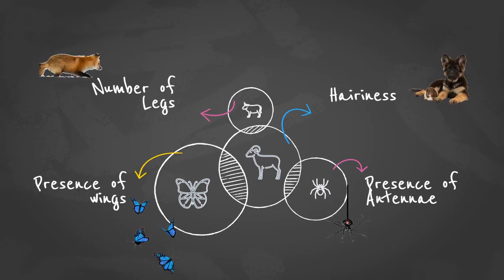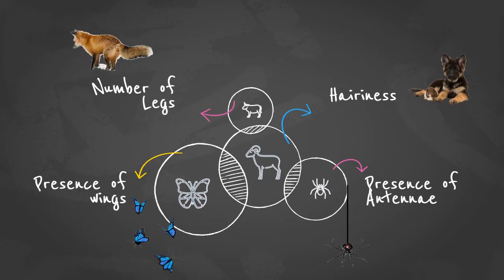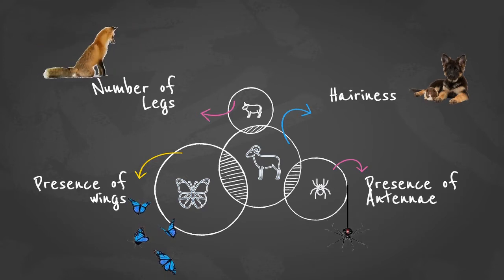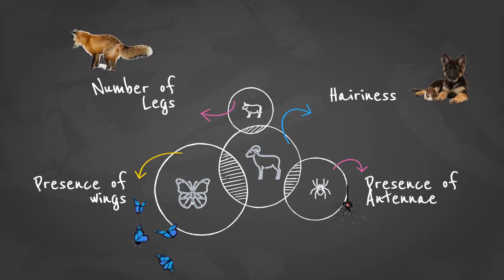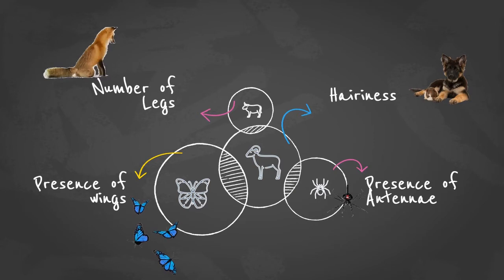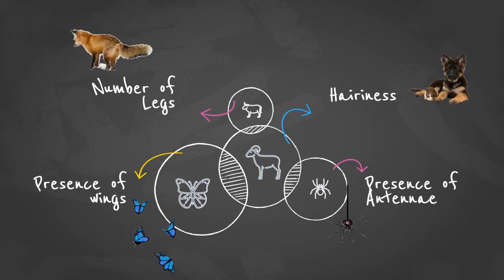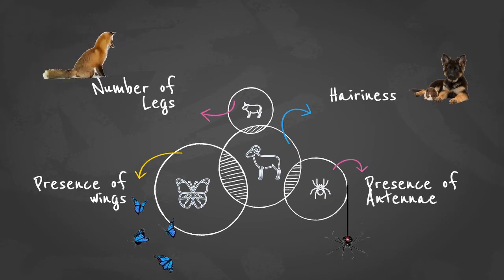We can also look at hairiness. We may look at the presence of antennae, as you'll see in our further lectures. Does the animal or does the living organism have 1 or 2 or 3 antennae? Presence of wings. So these are just a few examples of looking at characteristics to categorize or classify living things.